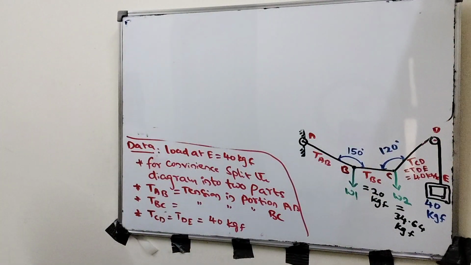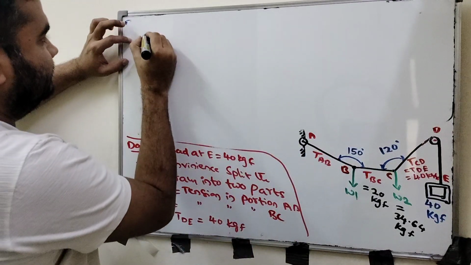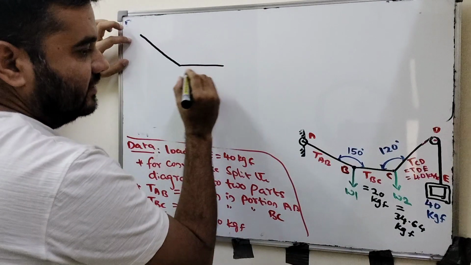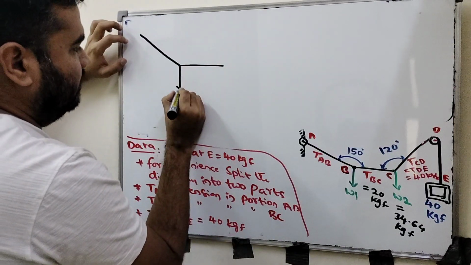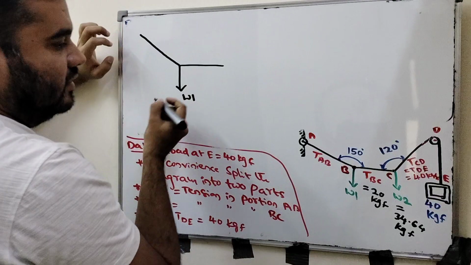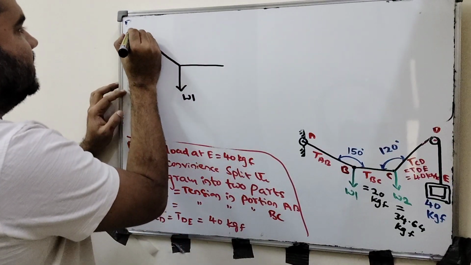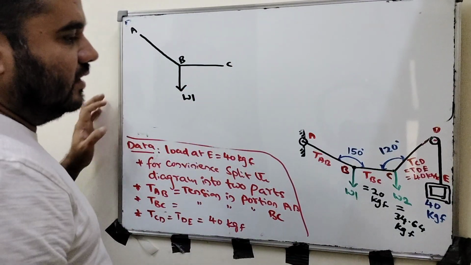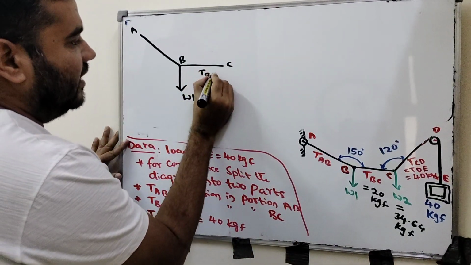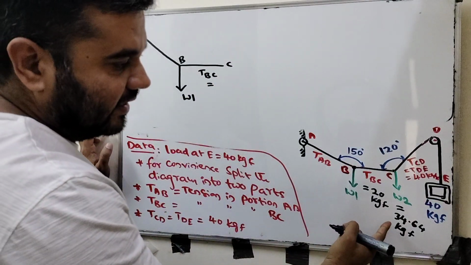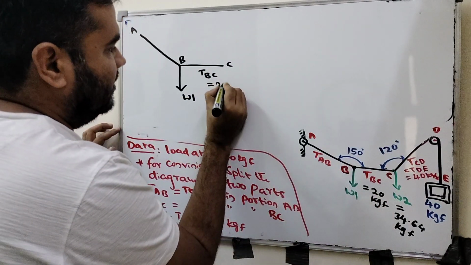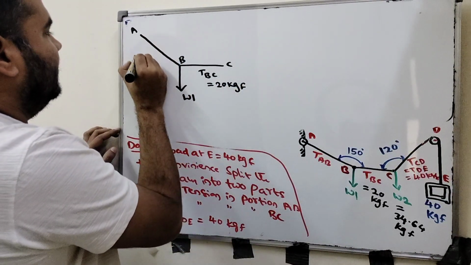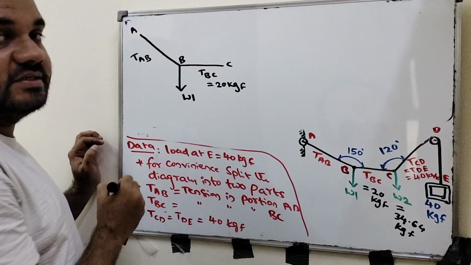Just note down here: AB is like this, one is horizontal, BC is like this, and one more is W1. This is A, this is B, and this is C, right? This is T of BC. Already we calculated T of BC, how much is it? Already we calculated 20 kgf, right? 20 kgf. And W1, and how about this one? T of AB, the tension in string AB.